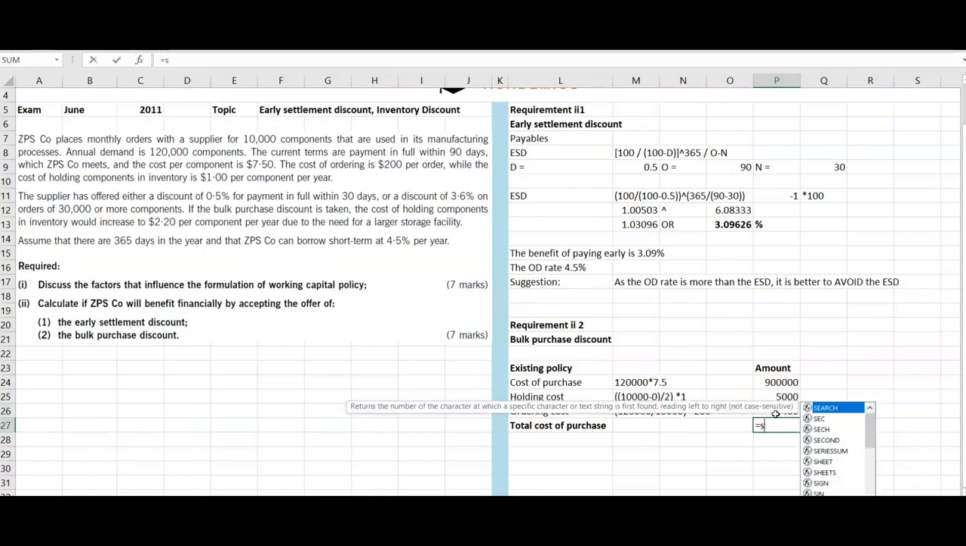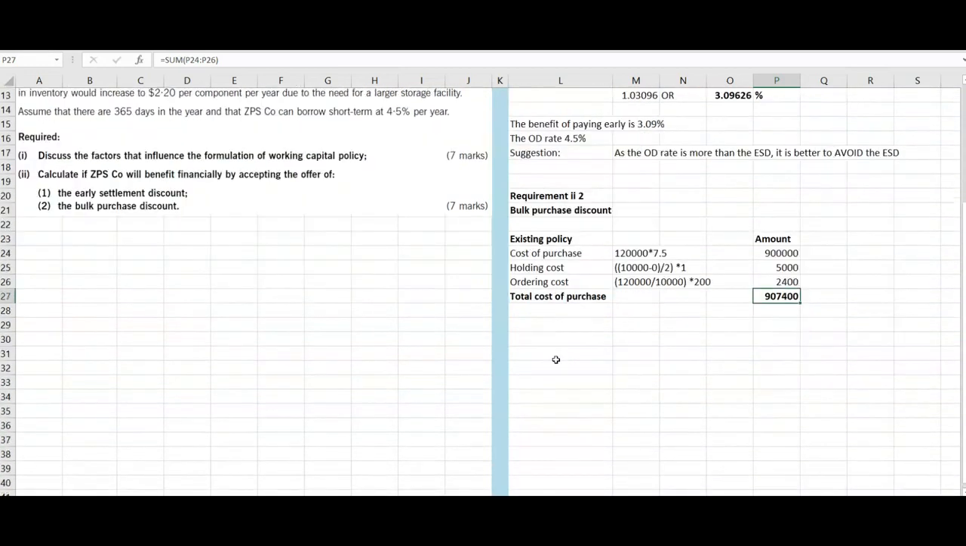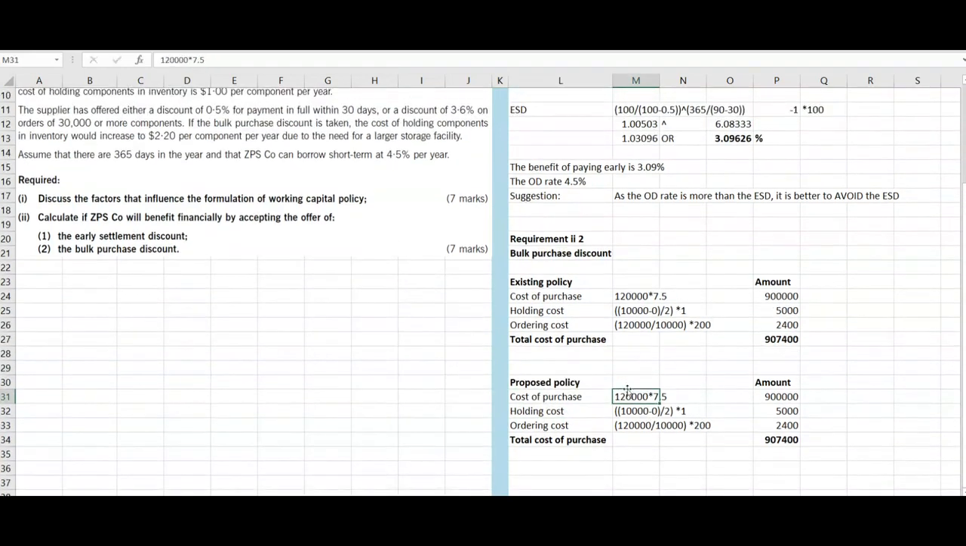Okay, we got all the numbers. So what is the total cost of doing all this? That will be this number. So the total cost of purchase under this policy is 9,07,400. So now we'll move on to the proposed policy. We'll copy the entire same set of data and we'll put it here. So we'll work out for the proposed policy. All these numbers are going to remain the same except for the calculation here.